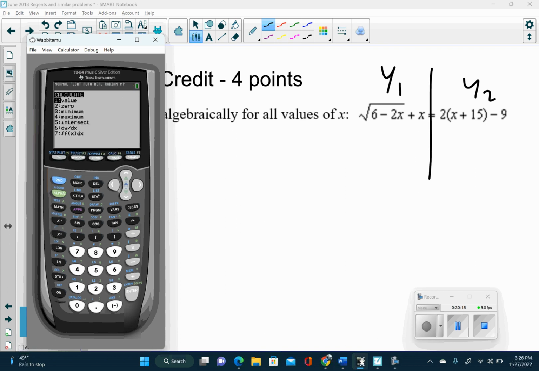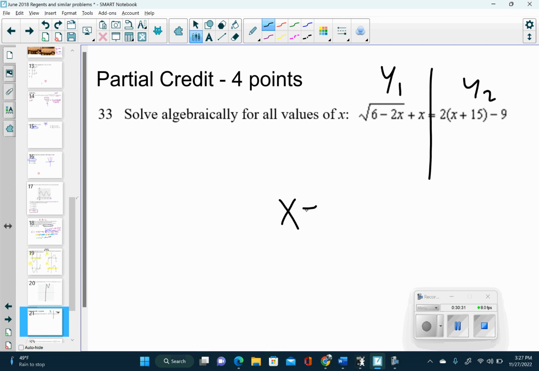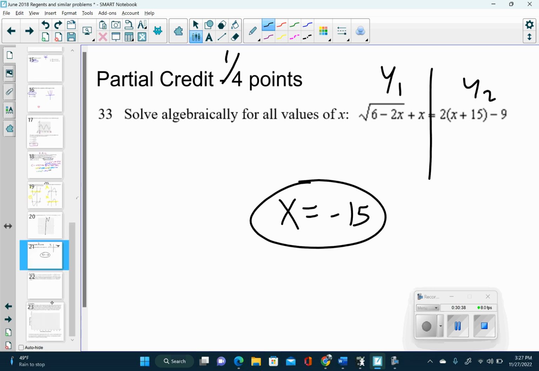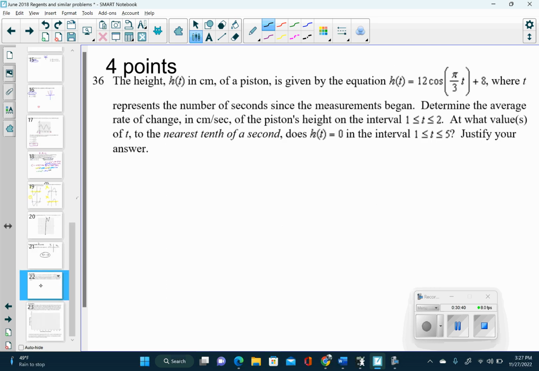So I hit second trace. Option number 5 is intersection. So I'm going to move my cursor over, hit enter, enter, enter, and it gives me x equals negative 15. So algebraically, x is equal to negative 15, and I have gotten 1 point out of 4. Listen, I'll take it. It's something. All right. Next one.